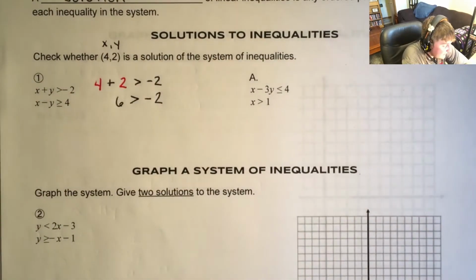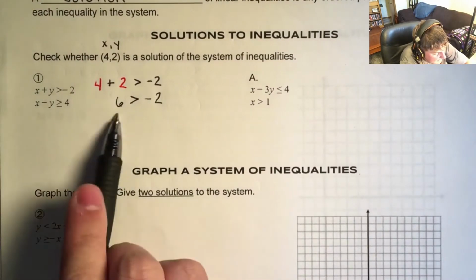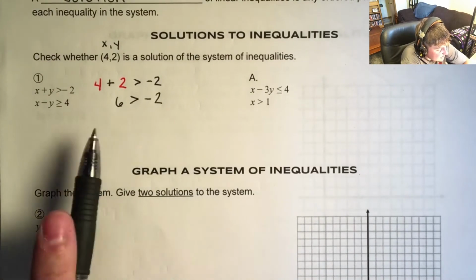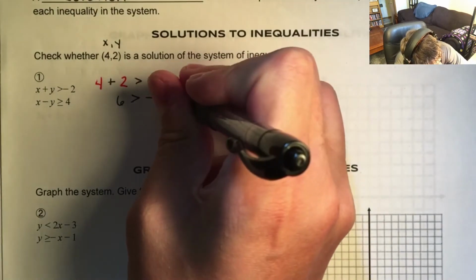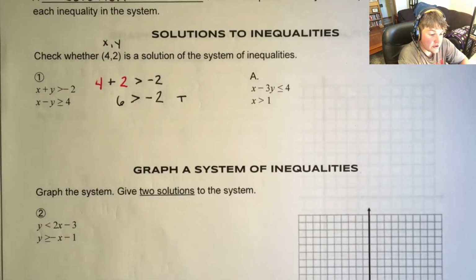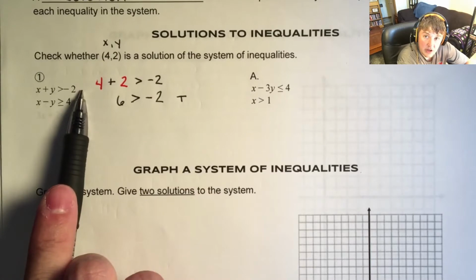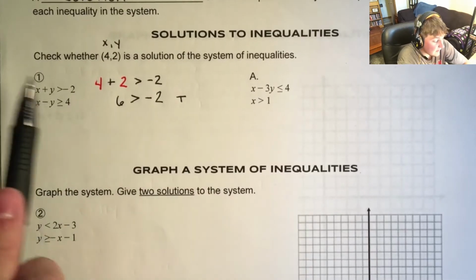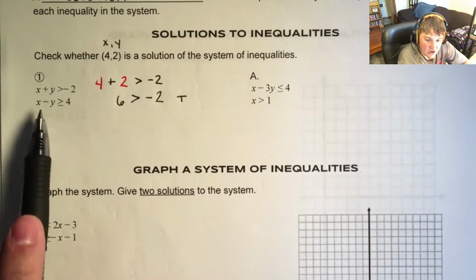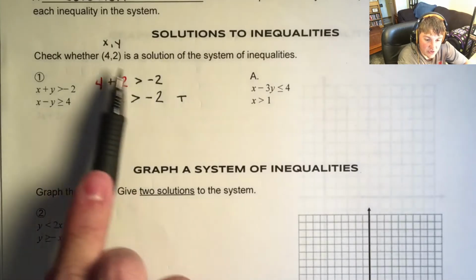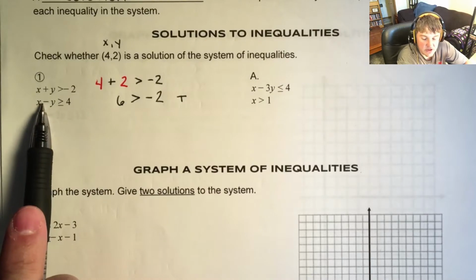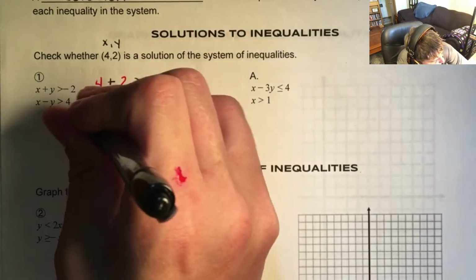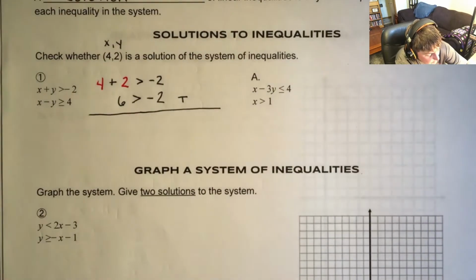So I'm looking at whether this is true or not. Remember, with inequalities, the numbers do not have to be the same. The statement just has to be true. So 6 is greater than negative 2. This is a true statement. So what does that mean? That means 4, 2 is a solution to this inequality, which means graphically it's going to lie in this half plane, but it also needs to be true for this one. So yes, 4, 2 is a solution to the first inequality, but that does not guarantee that it's going to be a solution to the second one. So we have to go ahead and check the next one.